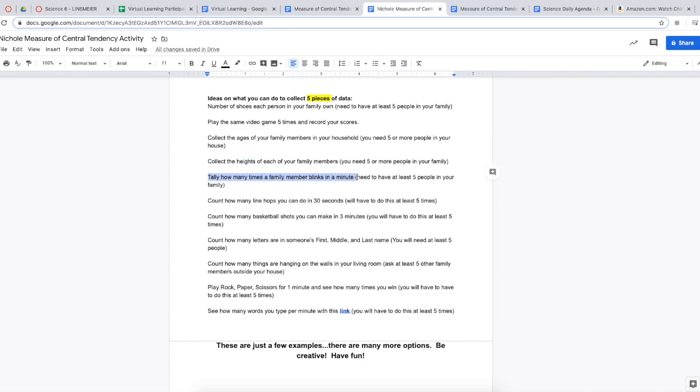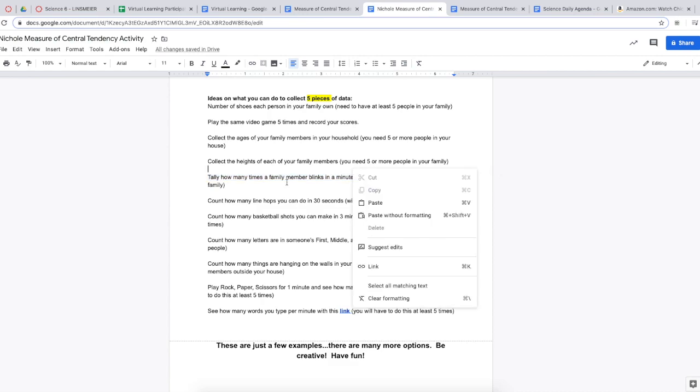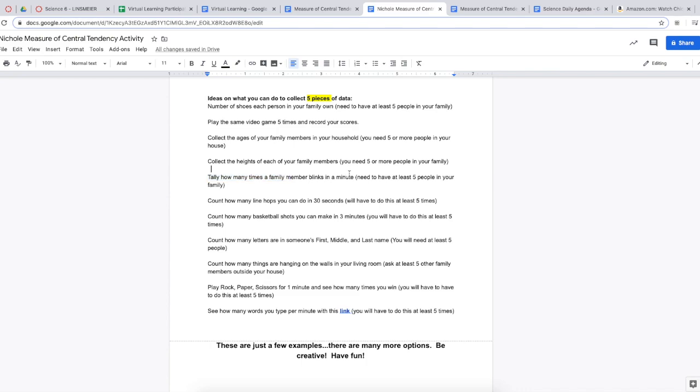You could tally how many times a family member blinks in a minute. So just sit down, have a conversation with them. Don't be obvious about it. Just kind of keep your piece of paper to yourself and just mark it down. Very casual. Remember, you need 5 people, or you need to do it at least 5 times.